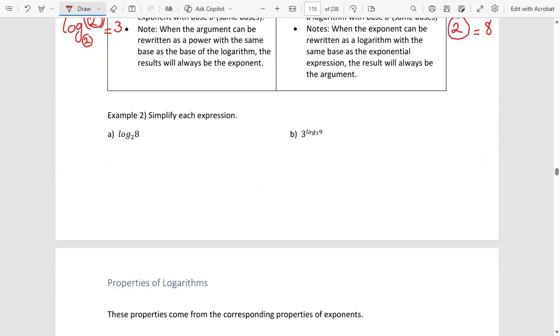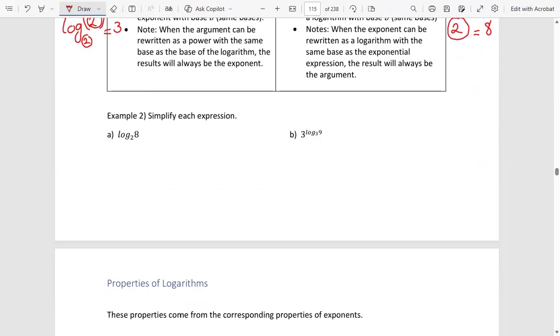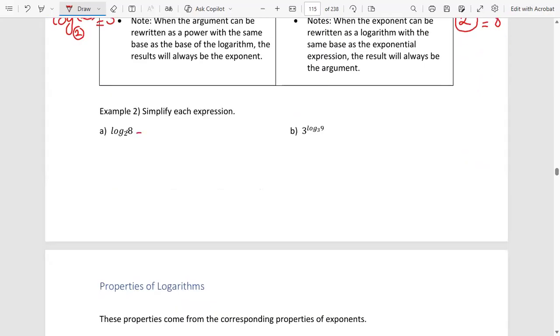Example 2, we want to simplify each expression. It's asking us, what is the log of 8 base 2? Since we know that 8 is 2 to the third power, because if I multiply 2 by itself 3 times, I would get 8, I see that an exponential term is inside the log, and the base of that is the same as the base of the log. That means they cancel each other, so the answer is 3. That's another way of calculating log of 8 base 2.